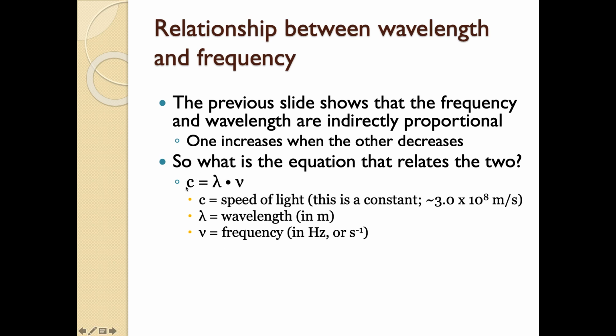So we have this equation where c is equal to lambda times nu, the Greek letters lambda and nu. The c in this equation is the speed of light, and this is a constant value. It's about 3.0 times 10 to the 8th meters per second. If you want to get to more significant digits, it's just less than 3.